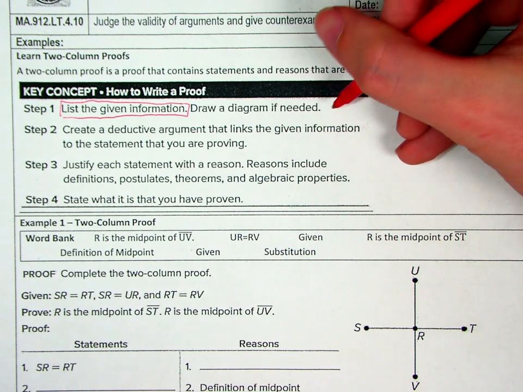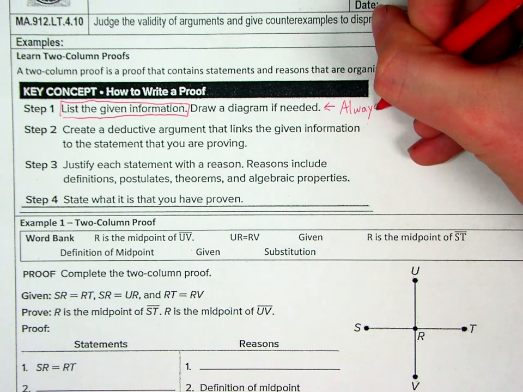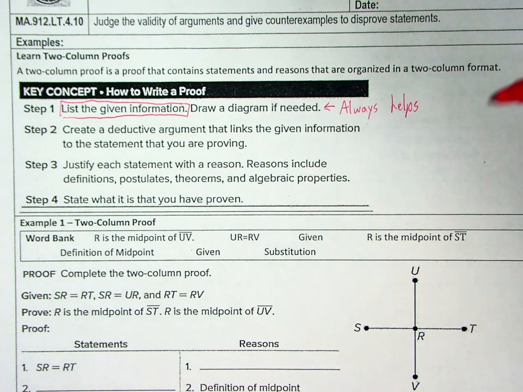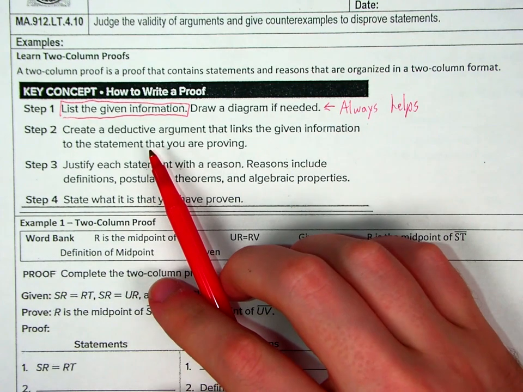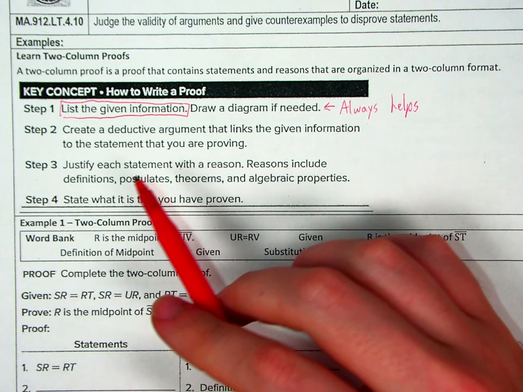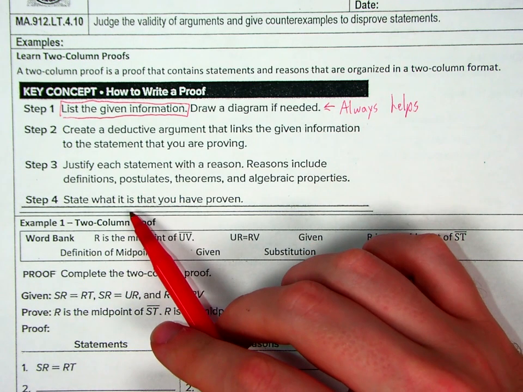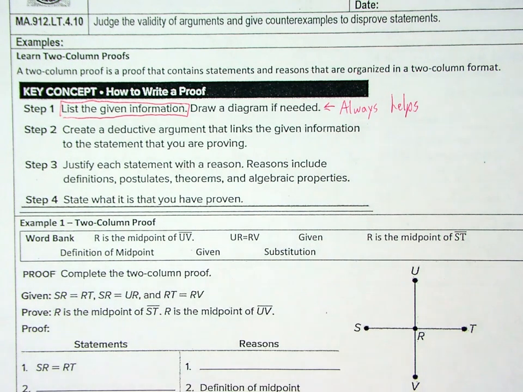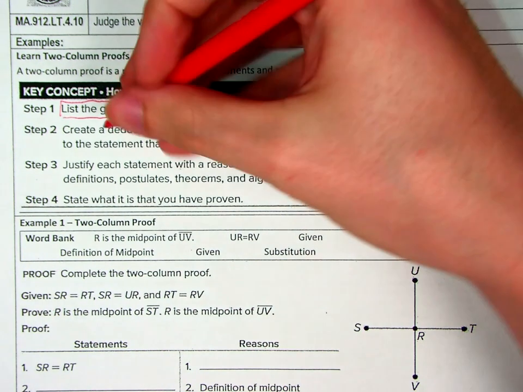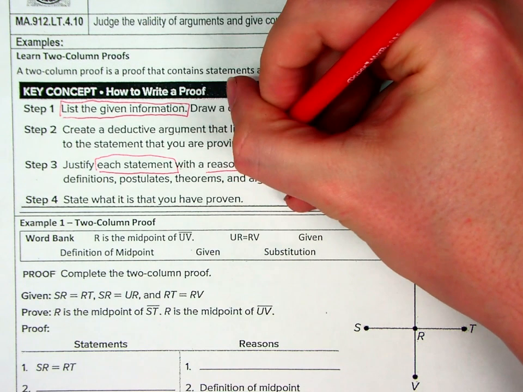Draw a diagram if needed. It always helps to draw a picture. We're going to be making some arguments about the steps we're taking along the way. We're going to be listing the reasons why we're making those arguments or statements. And at the very end, we'll be stating what we were setting out to prove. We're going to be connecting each statement, each idea that we write, with a reason behind it.